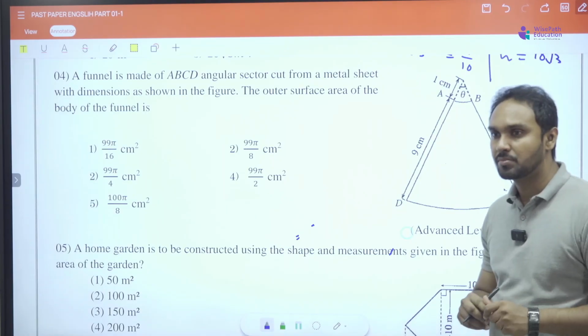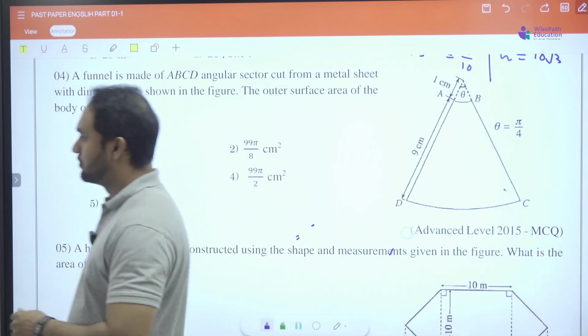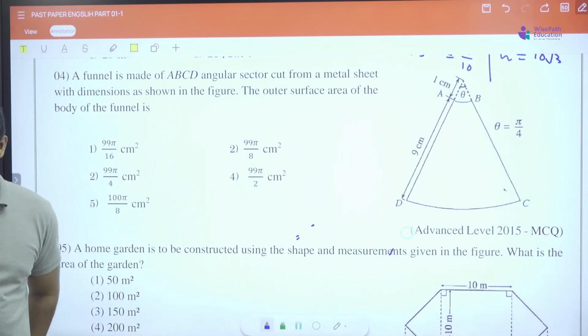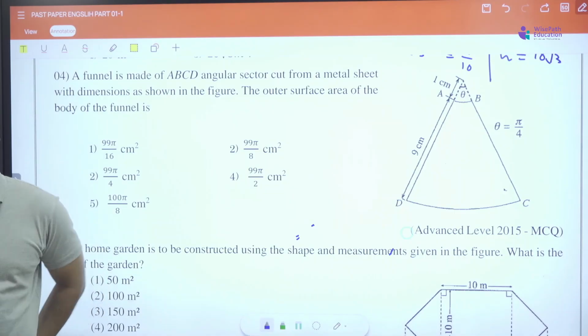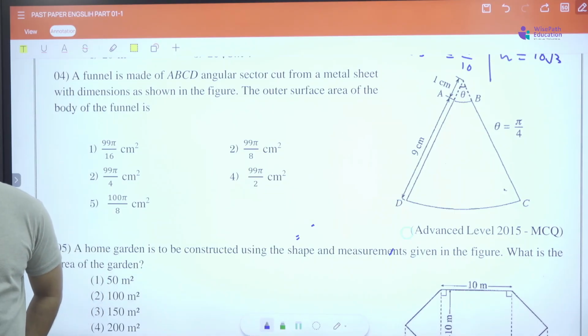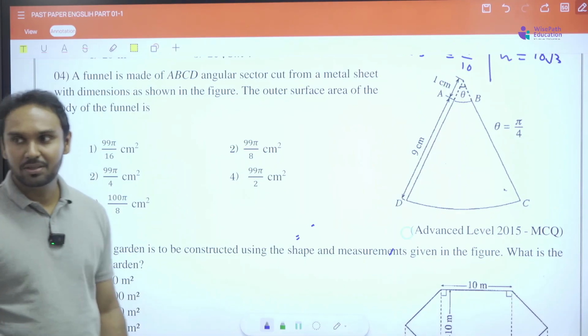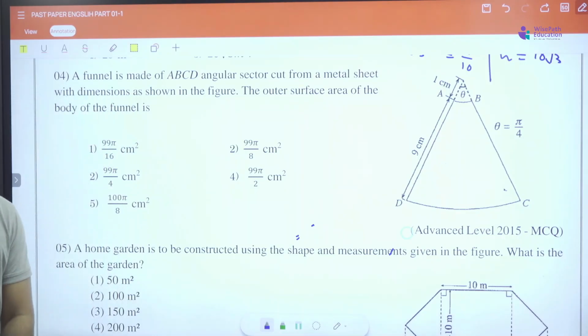This is the answer. 2. People online, put the answers. What is the answer? 2. Sure. Anybody else? Any different answers? 2. Right. Shall I simplify it?